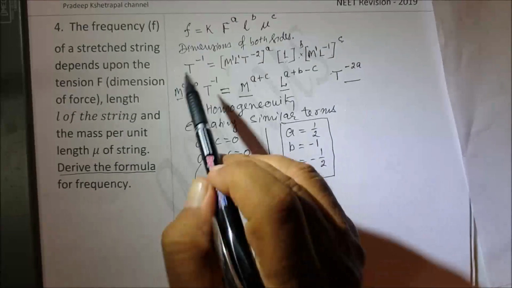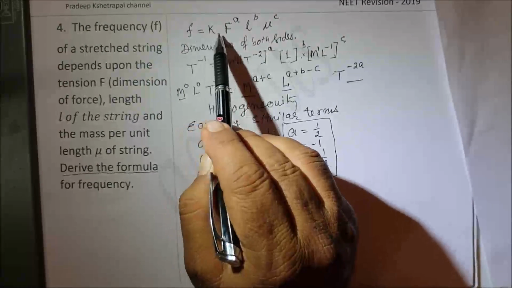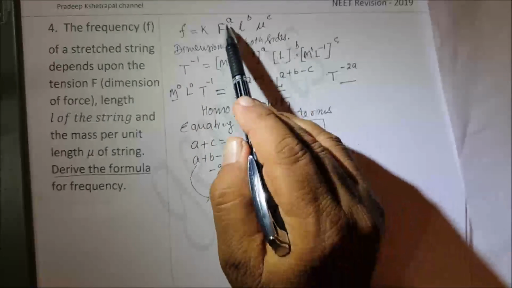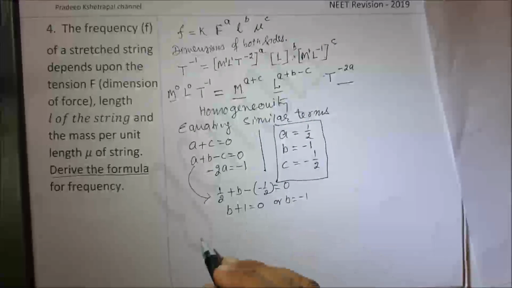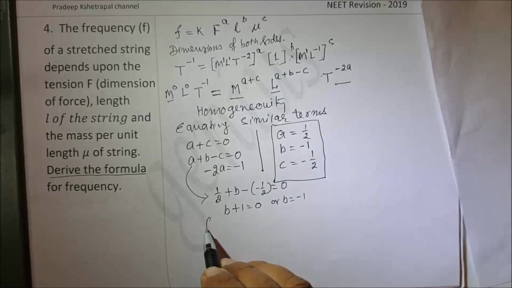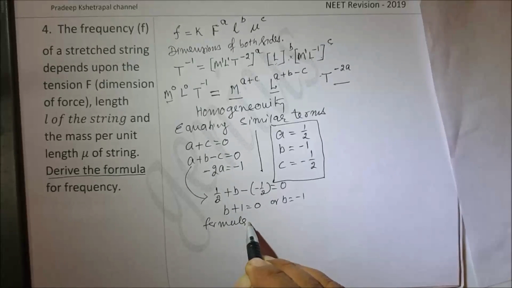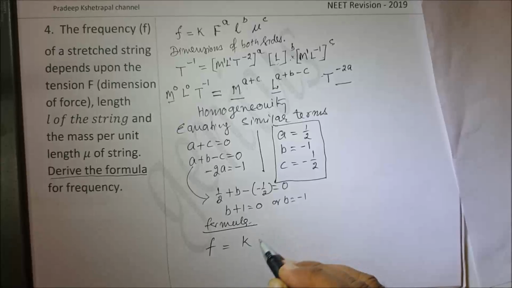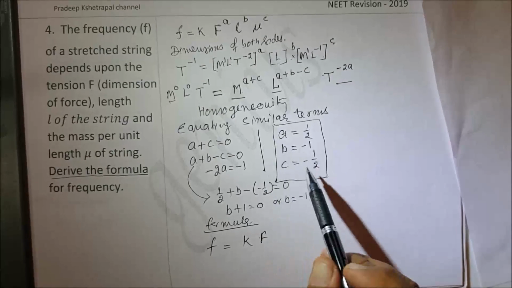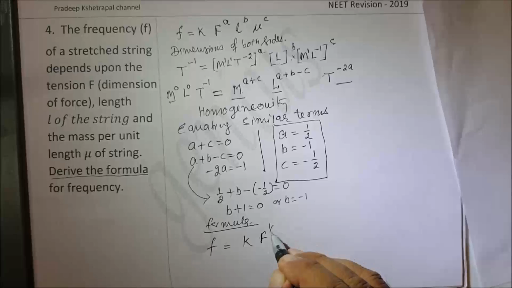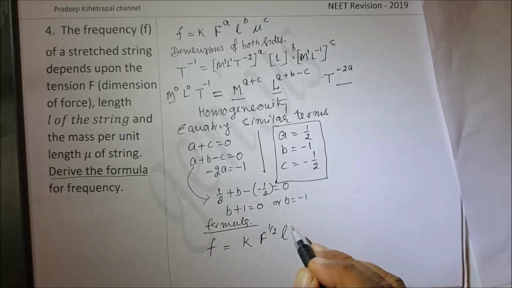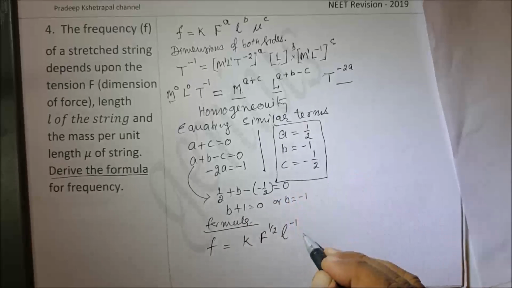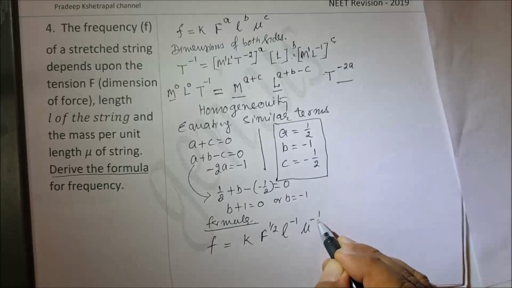Now we have already made the formula. Frequency is equal to K F L mu. Only thing, A, B, C are to be inserted. So I write here the relation or formula: F is equal to K, F to the power half, L to the power minus 1, and mu to the power minus half.